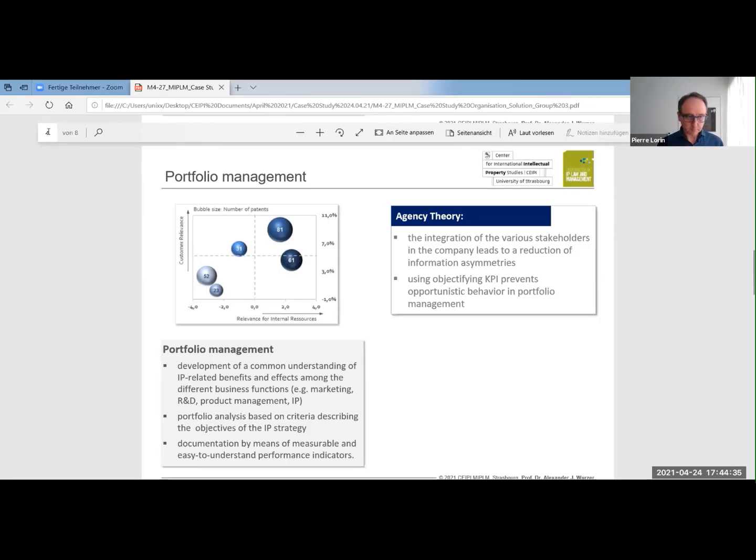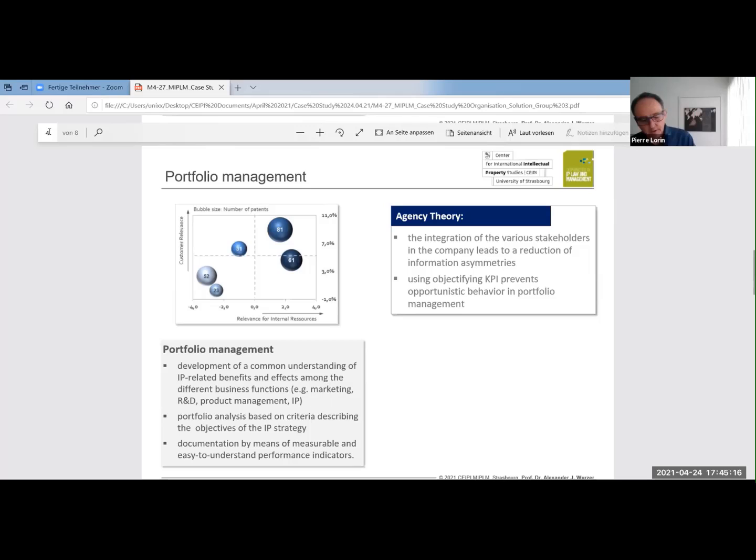stakeholders. We see here on this slide an example of the portfolio assessment that shows the patent relevance towards two criteria. On the x-axis, we have the resource-based view with internal resources. On the y-axis, we have more a market-based view, looking at the relevance of each and every patent asset towards customers' values.